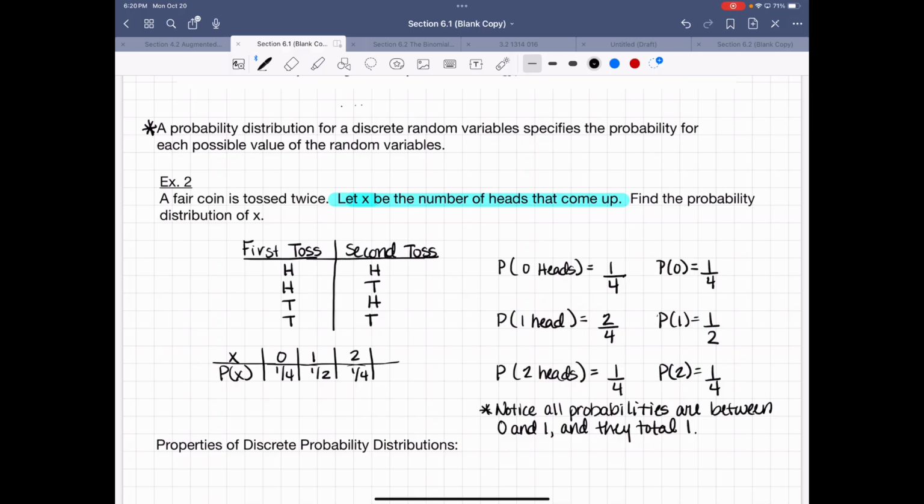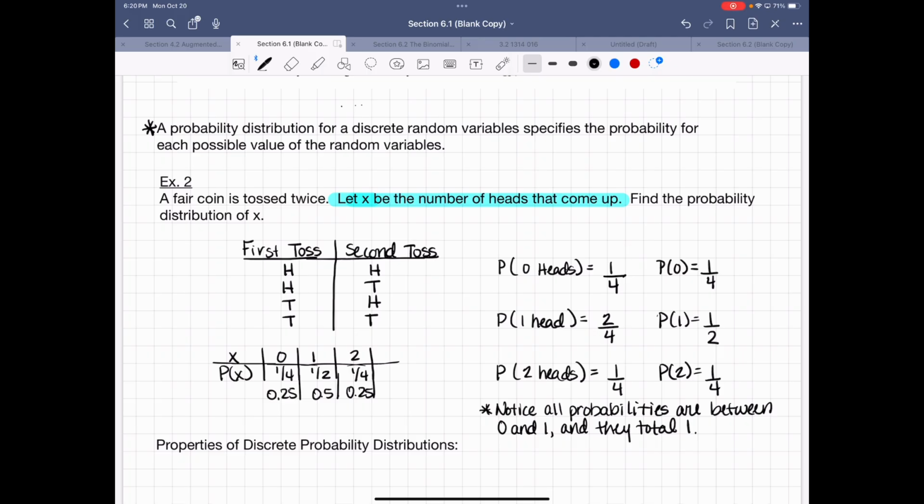You will also possibly see it written in decimal form, 0.25, 0.5, and 0.25. We really get to talking about probabilities now as far as decimals and percentages. So you have a 25% chance of getting no heads at all. You have a 25% chance of getting 2 heads. But you have a 50% chance of getting head-tail because you have head-tail or tail-head.